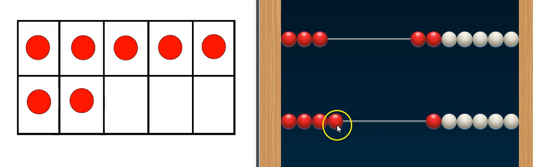That tells us that the number 7 cannot be represented using doubles facts, and that eventually will lead the students to understanding the concept of even and odd as well.